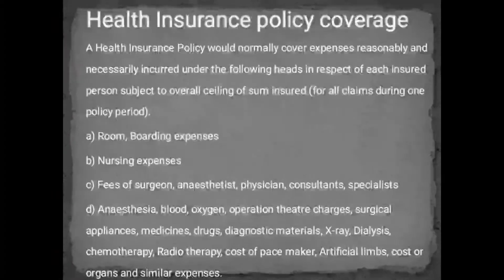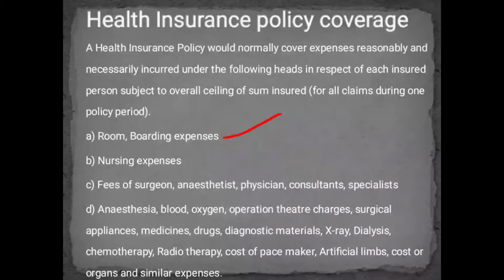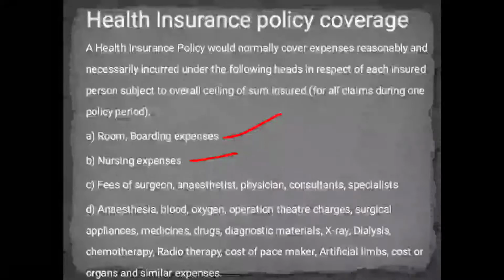Now, mainly a health insurance policy covers these things: room and boarding expenses. Whenever you are admitted in the hospital, the main expense comes from the room and the rent of the room. Various kinds of expenses are attached to the room or boarding expenses. Then nursing expenses. Nursing aid has to be provided when you are admitted in the hospital, so separate nursing charges come, and that is also added.